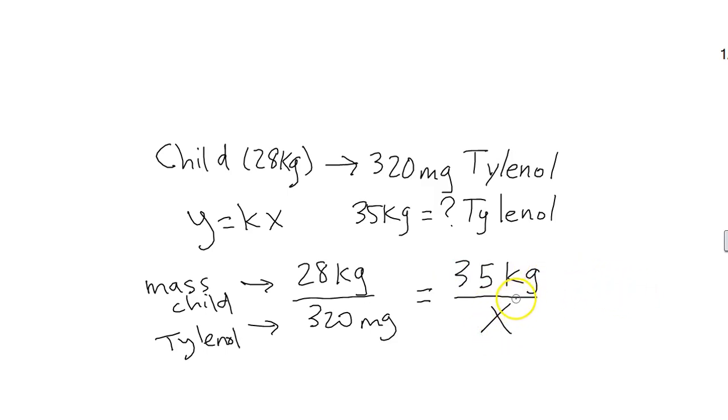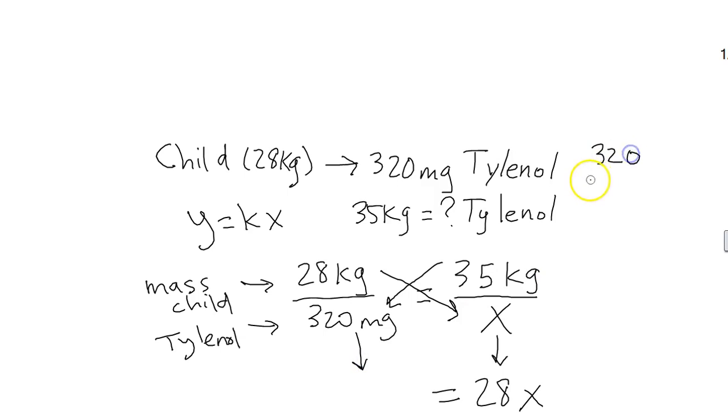So this is a proportion, and we're going to cross multiply and divide. We're going to cross multiply this way, drop it down. We get 28 times x, so 28x. We put our big equal sign. We're going to cross multiply the values this way, drop it down. I'm going to do some scratch work over here. So I got 320 times 35.